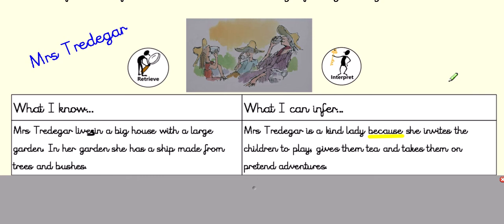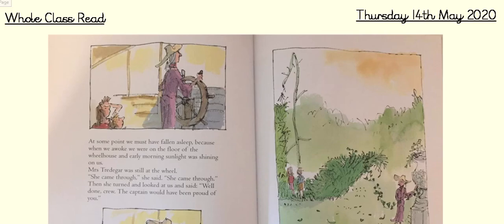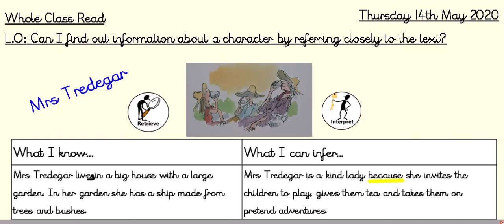3 things that you know about Mrs. Tredegar, 3 things that you can infer about her, so use clues to help you. Write those in and I'll reveal some more examples to you at the end so you can check your answers. Okay, so pause the video now, go away and have a go for yourself and come back to check your answers. Okay, here are some more answers for you.